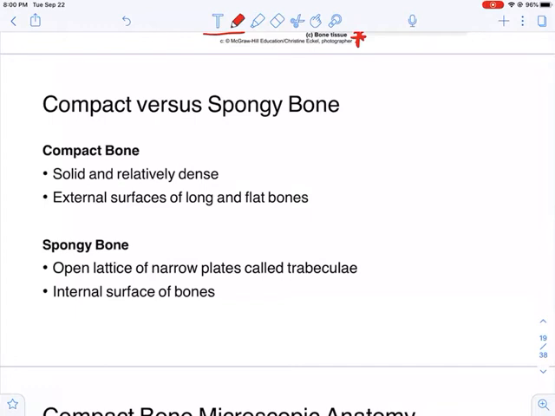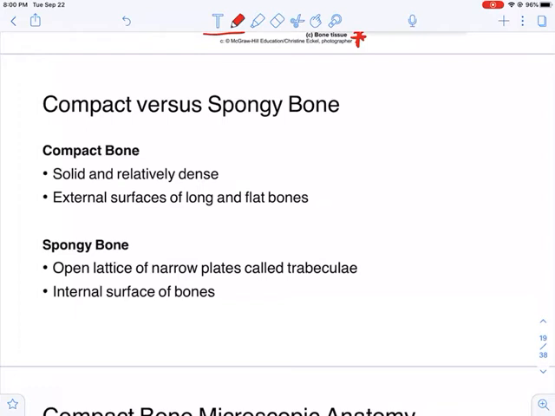So as far as compact versus spongy bone, compact bone is going to be nice and solid and strong, smooth, and very dense in its makeup. You're going to find it on external surfaces of long and flat bones. Spongy bone, on the other hand, is built to have a very open network, lots of airspace. So we say that we have these really narrow spicules of bone or narrow barbs of bone, and that gets really hard to describe.